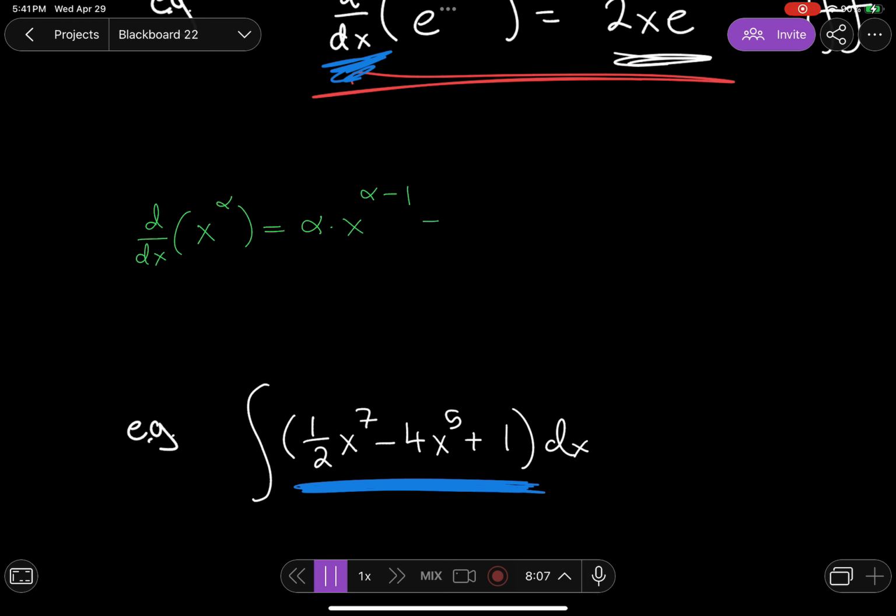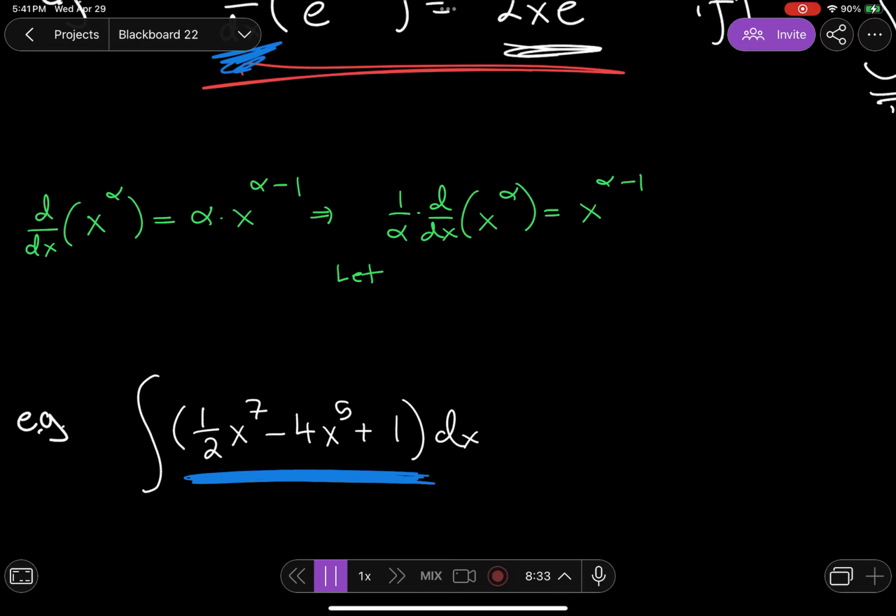But look at what this implies. This, of course, is as long as alpha is not 0. This implies that 1 over alpha times the derivative with respect to x of x to the alpha is equal to x to the alpha minus 1. But now I'm trying to come up with a sort of formula here that we can use.